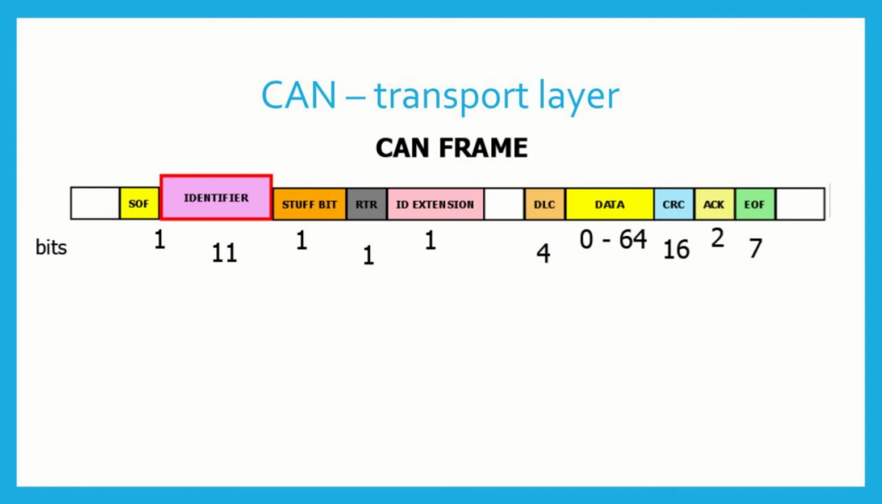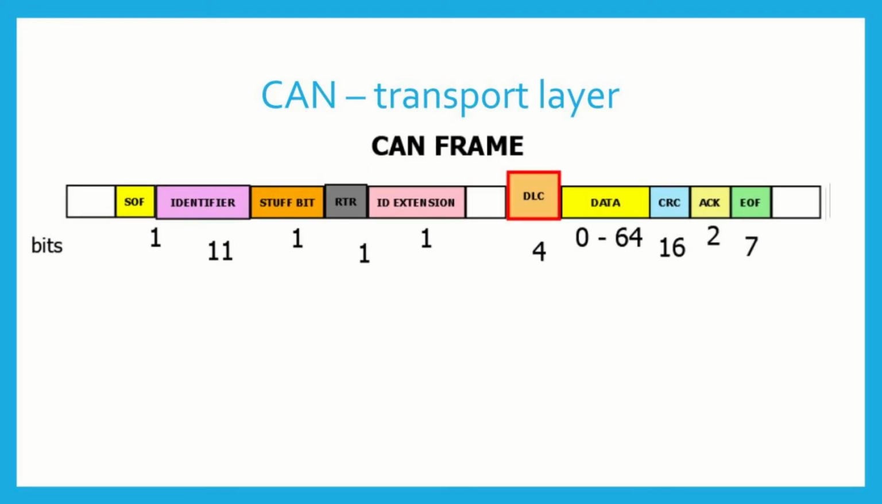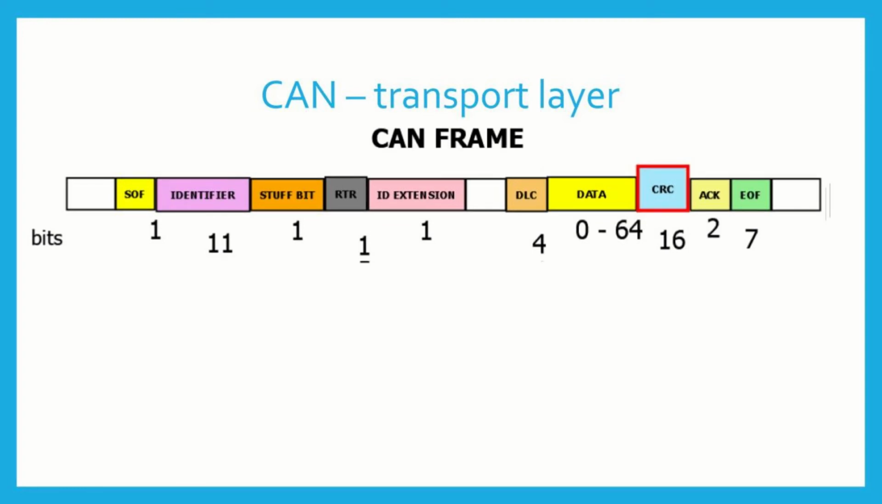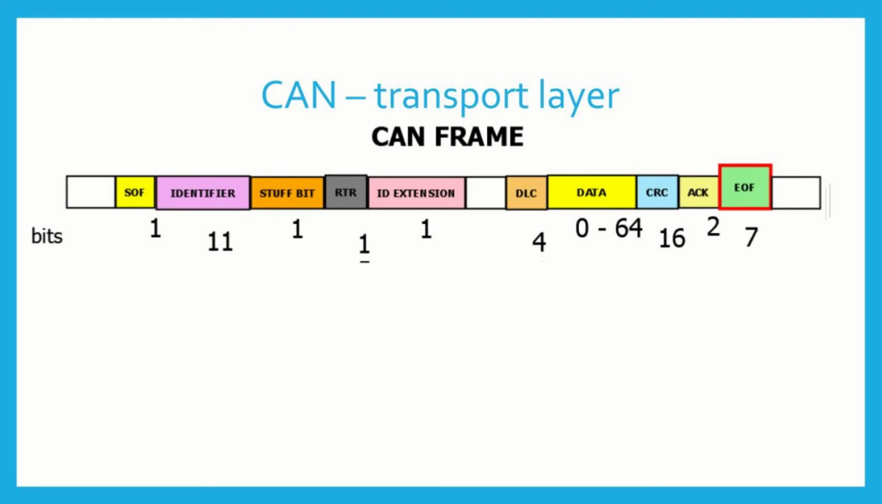Then follows a remote transmission field, signaling if it's a data frame or remote request frame. Then we have a data length code, which determines the length of a data field. The next field is a data field, followed by a cyclic redundancy check, acknowledge field, and end of frame field.